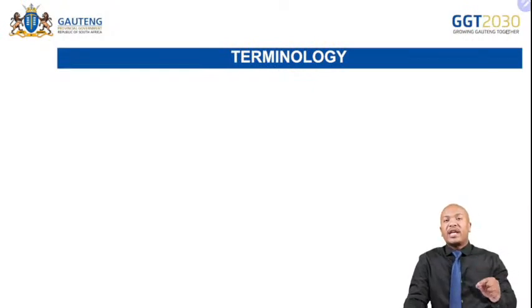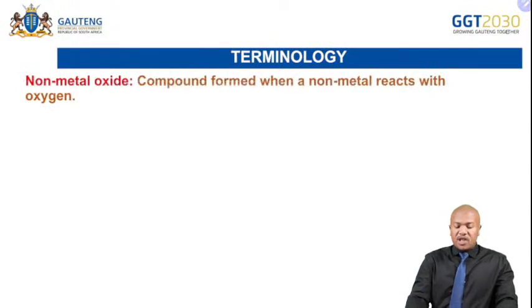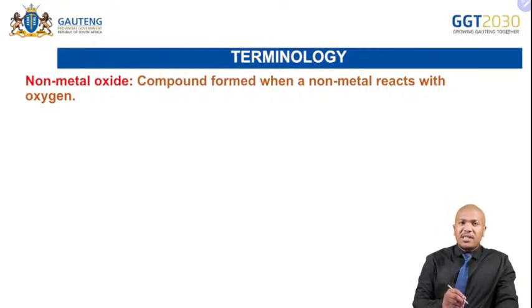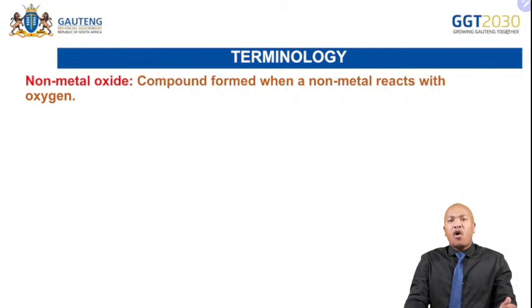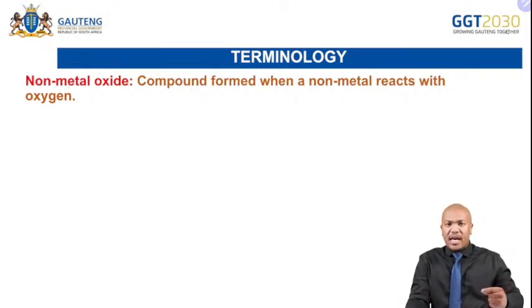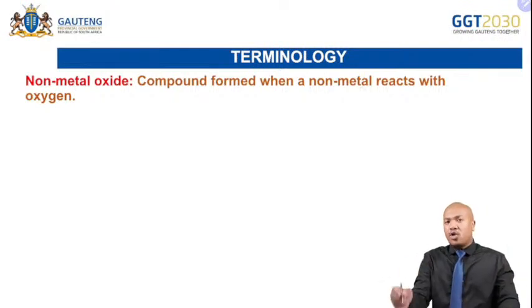Now let's check today's terminology, the important terms that you are going to come across and use to understand our topic. The first one there is non-metal oxide. What is this non-metal oxide? A non-metal oxide is a compound that is formed when a non-metal reacts with oxygen. Look at that word, non-metal oxide. It is formed as a result of the reaction between a non-metal and oxygen.